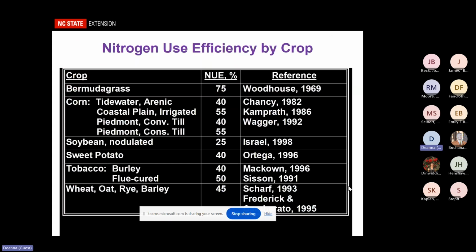So for instance, Bermuda grass, based on the literature, has a 75% effectiveness uptake. So it means that it takes up 75%, there'll be 25% remaining. And you can see that for corn and soybeans and sweet potatoes, etc., based on the literature, we knew how much nitrogen was being taken up. If you average these, basically overall, about 50% of nitrogen is absorbed by the crop. That means you have 50% that can be lost to the environment.